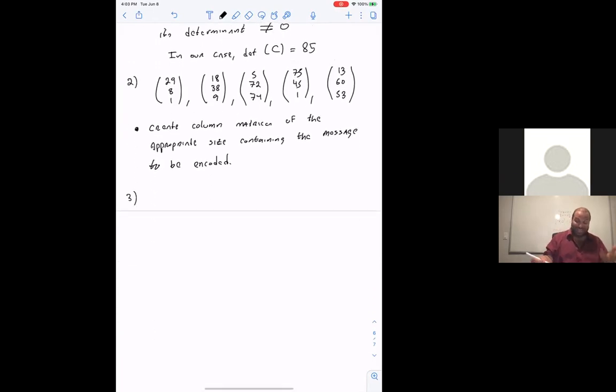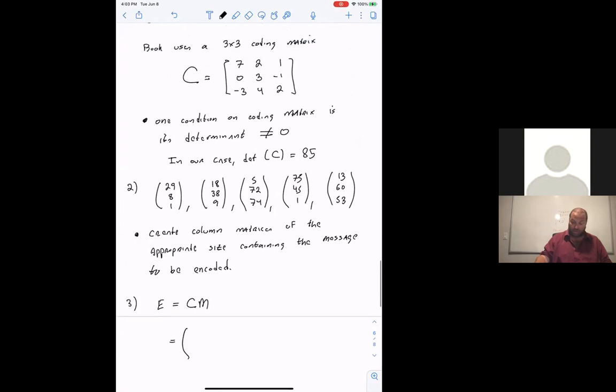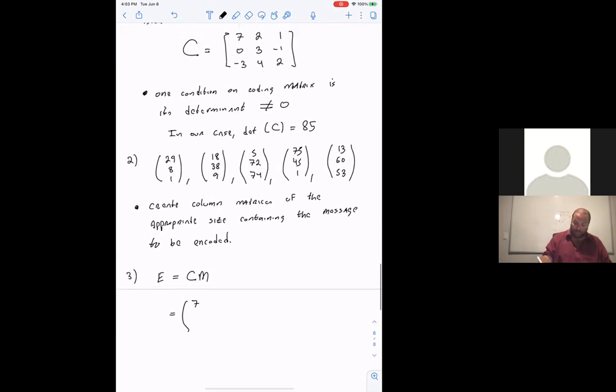And then step 3, actually encode it. Your encoding matrix E is equal to your coding matrix times the message matrix. In our case, the coding matrix is 7, 2, 1, 0, 3, negative 1, negative 3, 4, 2. And our message matrix is a single matrix containing all of these numbers. I don't look at it as 5 separate column matrices, but I create one big 3 by 5 matrix.